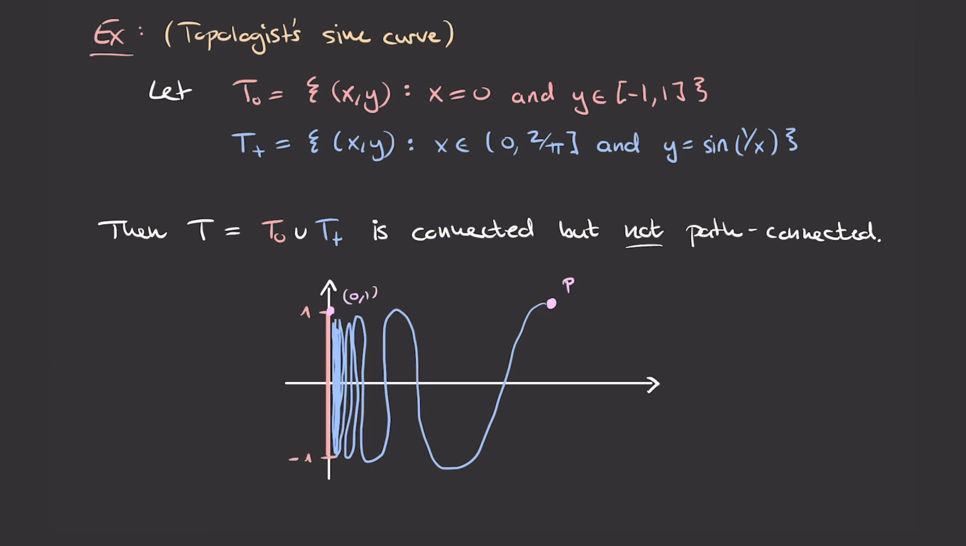In the next video, we'll continue looking at connectedness. In particular, we'll see what path components and connected components of a space are, and we'll also see local versions of these connectedness properties.